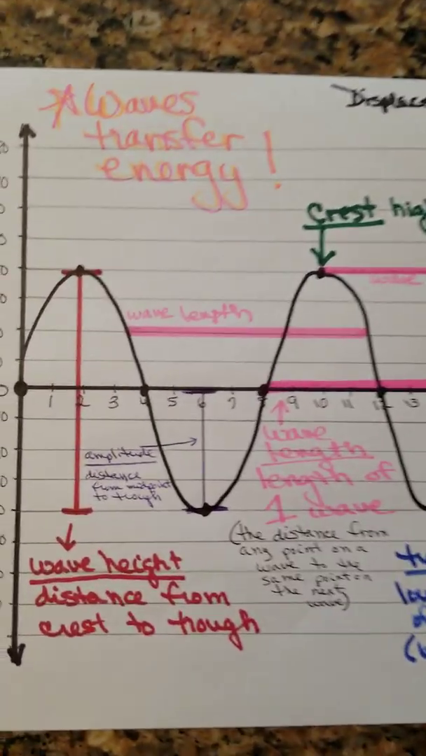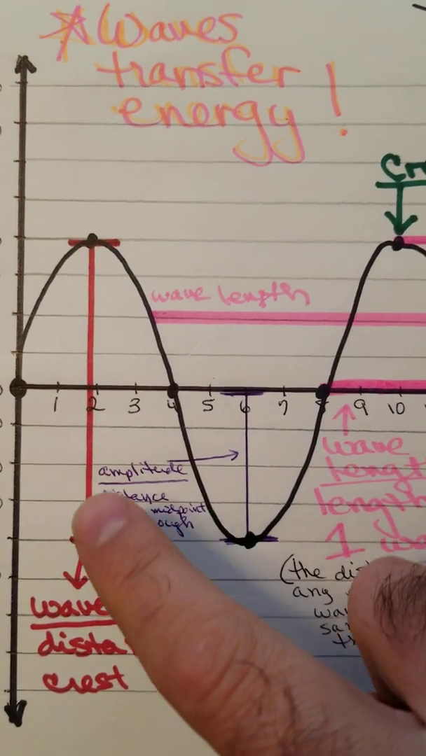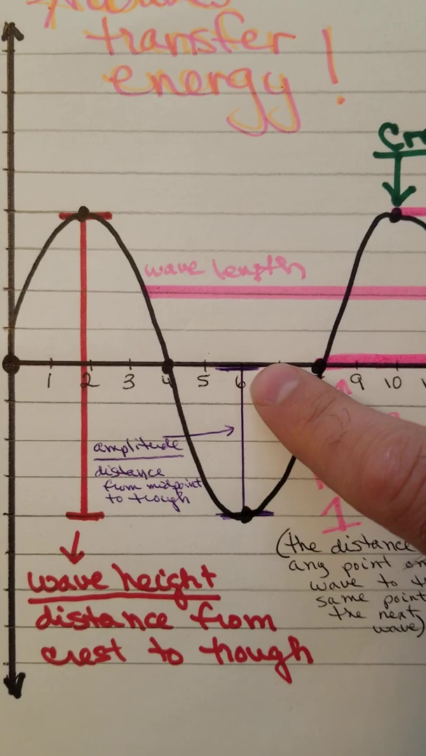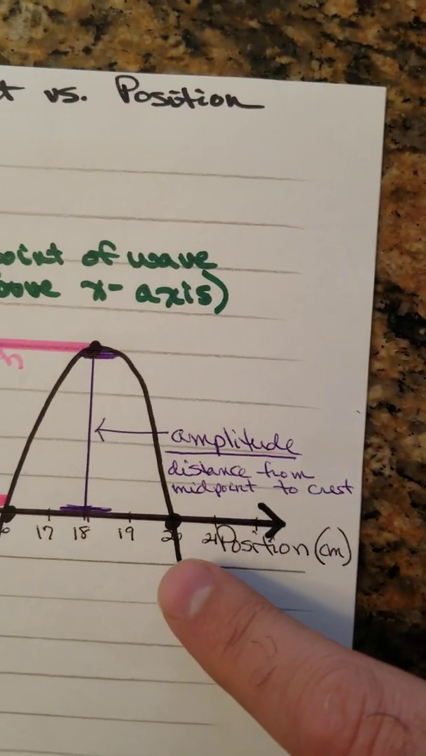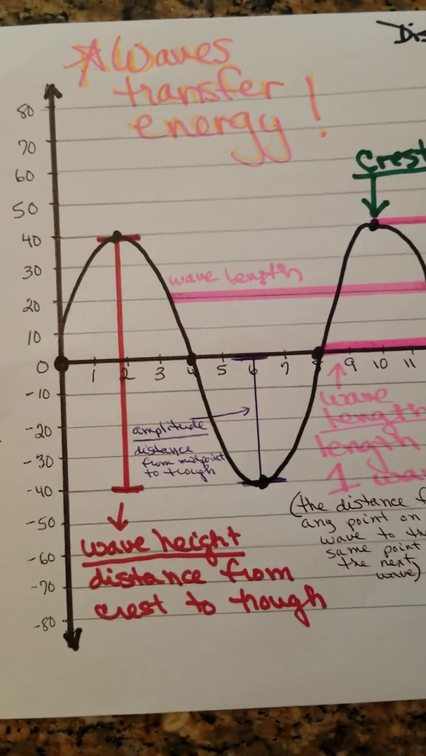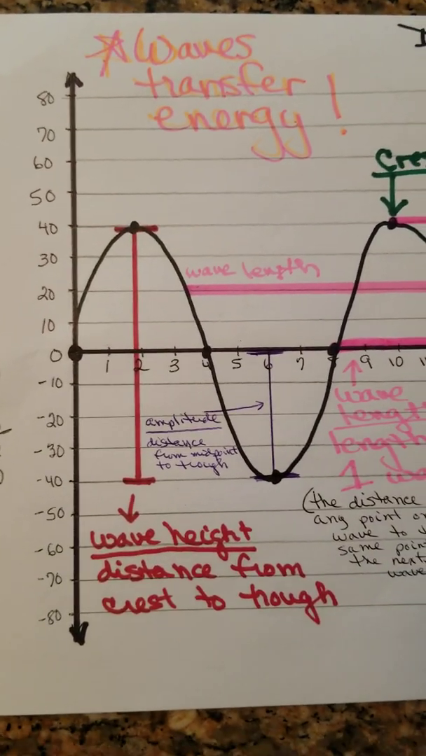Next we have a quantity called the amplitude. The amplitude is the distance from the midpoint to the trough, or the amplitude is the distance from the midpoint to the crest. Amplitude is just another way of saying the size of the wave.